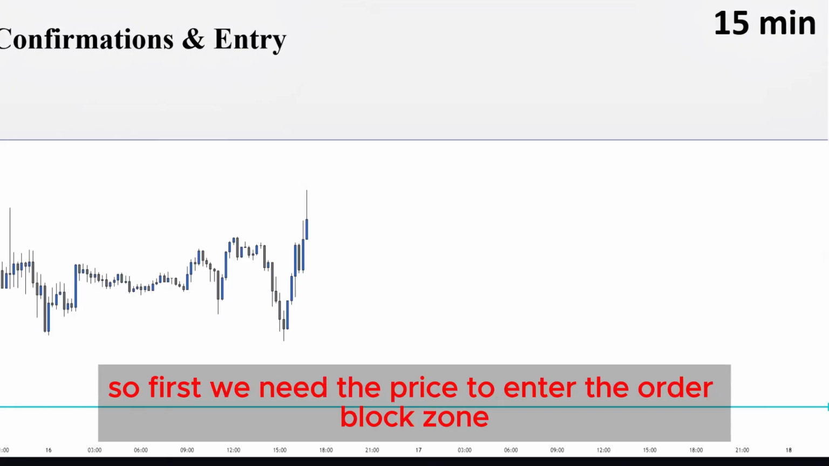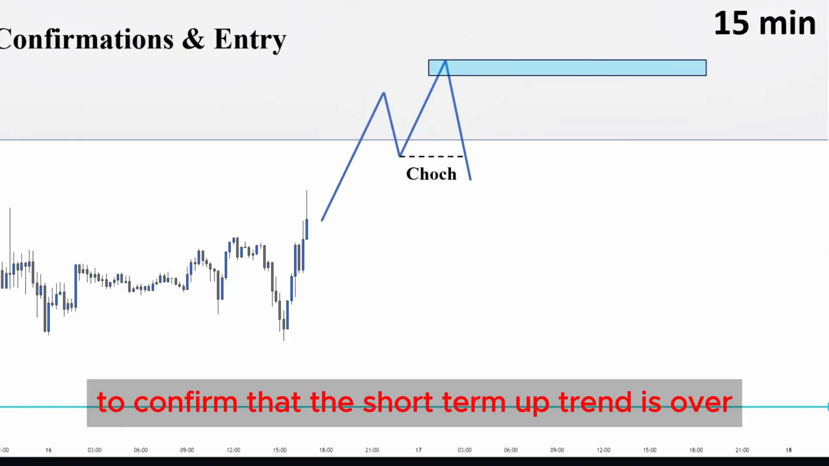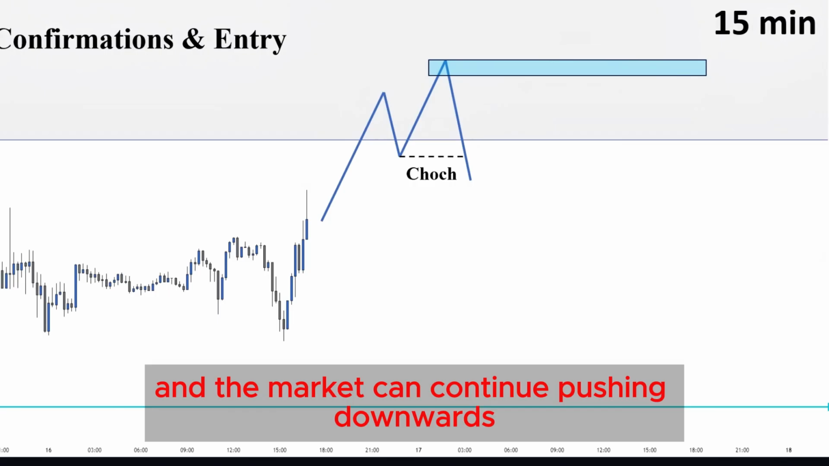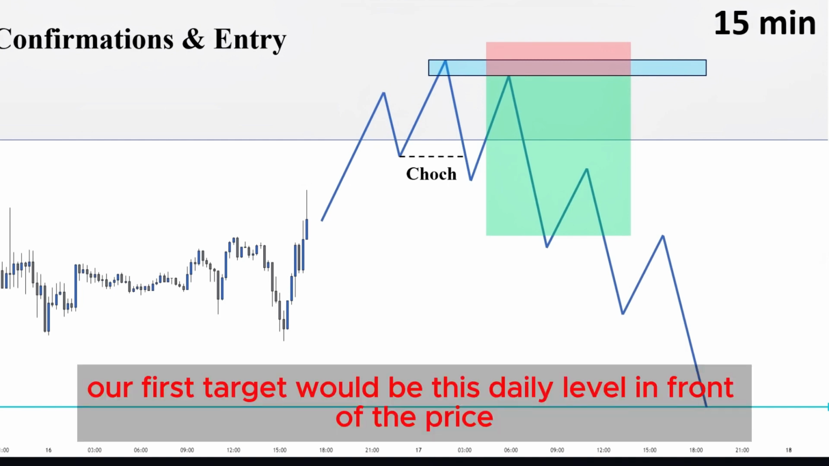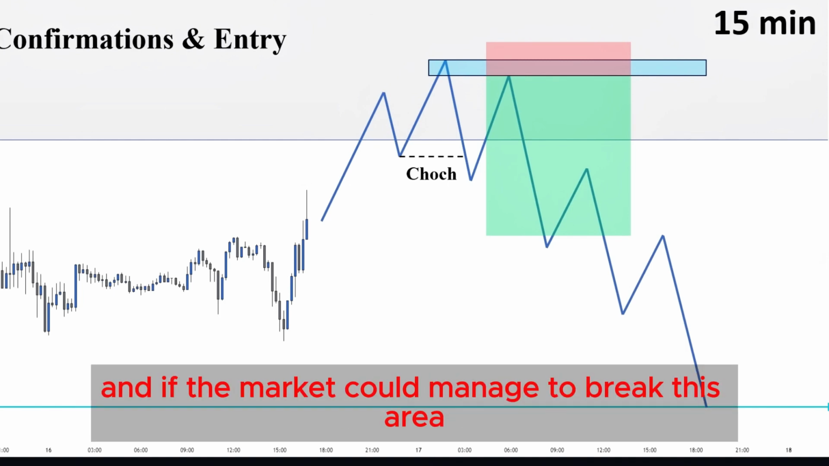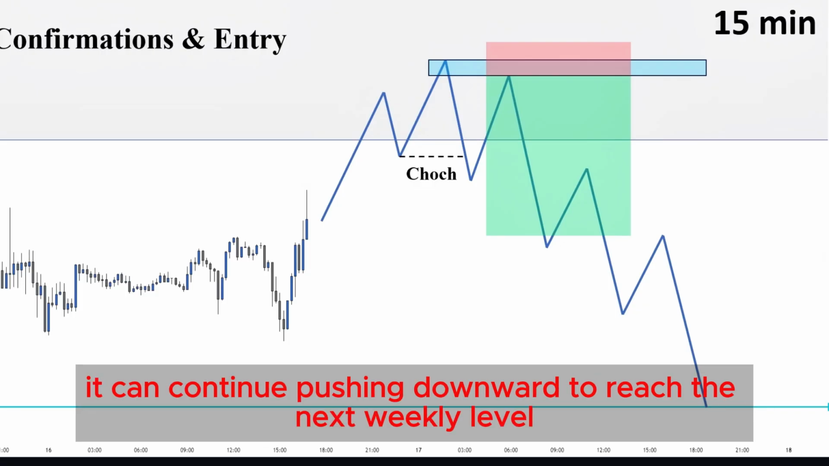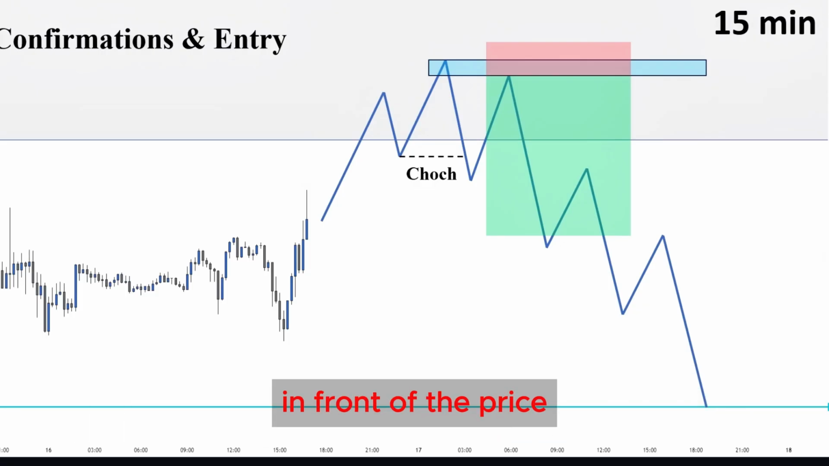So first, we need the price to enter the order block zone and create a change of character to confirm that the short-term uptrend is over and the market can continue pushing downwards. If we see no change of character, we won't have any trade. Our first target would be this daily level in front of the price, and if the market could manage to break this area, it can continue pushing downward to reach the next weekly level in front of the price.